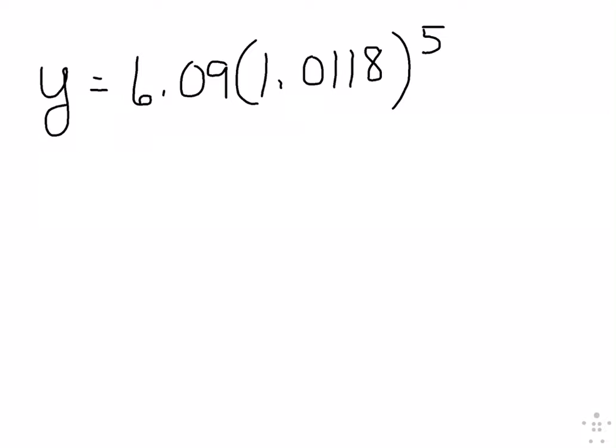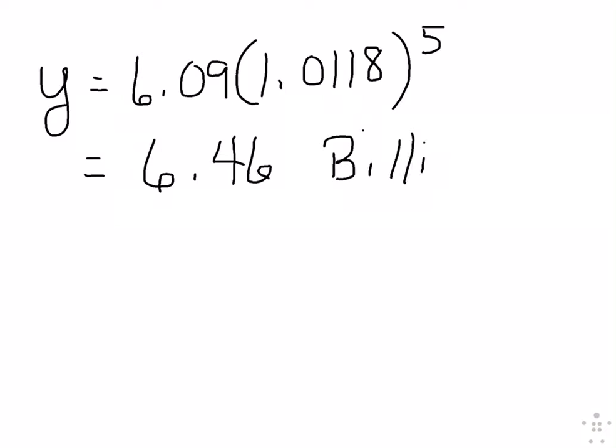Anybody get it? 6.46 billion, right? Do you need to put all the zeros afterwards? No. You're estimating. That's what it means by estimating anyway, is that you don't have to be exact on that. Okay? What do you think? Not too bad? Wait, where did we get the 5?